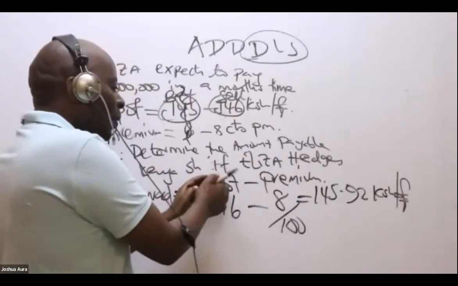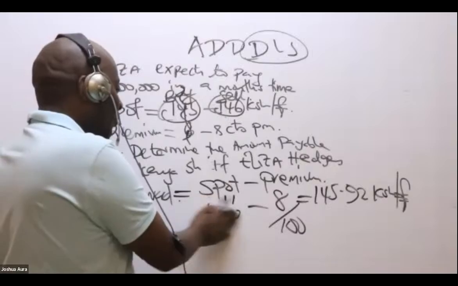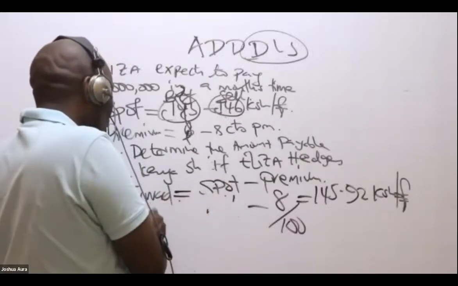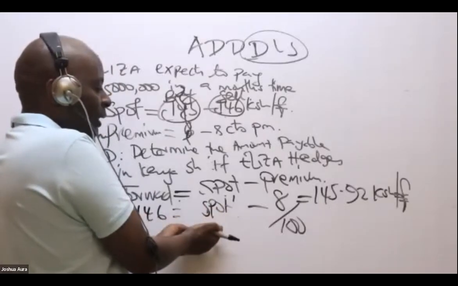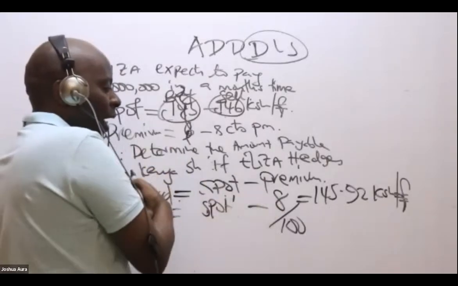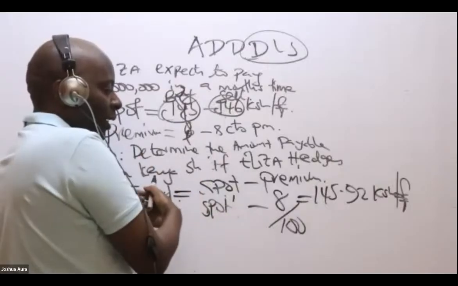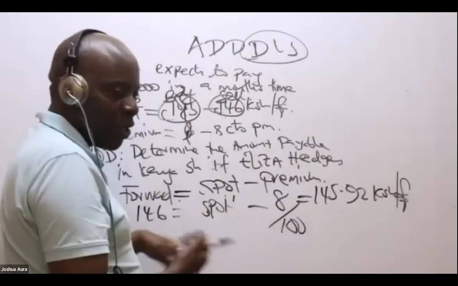What if the examiner wanted us to get the spot? I would have written here, for example, assuming the forward was 146 and the examiner wants me to get spot. I would have written like this and then made spot the subject of the formula. Then I would have taken this to the other side. So it depends on what the examiner has given you.